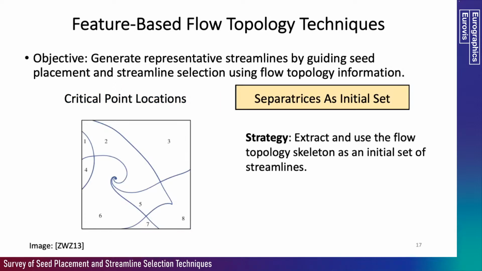When using the separatrix as an initial set of streamlines, these techniques then operate on subregions within the flow to place additional streamlines. For example, this could be done by uniformly placing a seed along the longest orthogonal path in each subregion of the flow. These techniques work well and produce sets of streamlines that accurately capture the vector field information. However, they are currently limited to 2D.